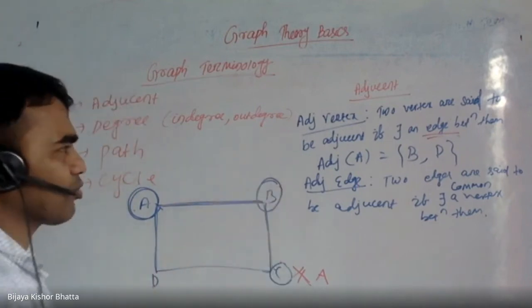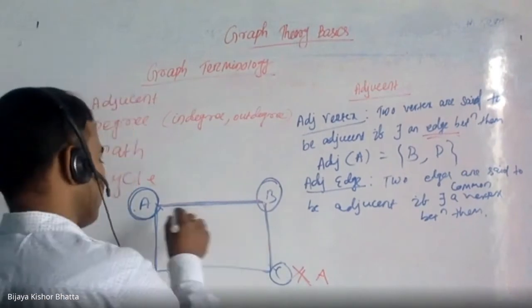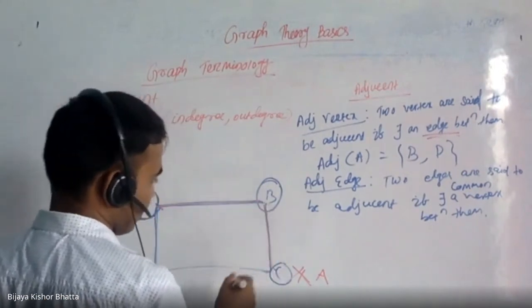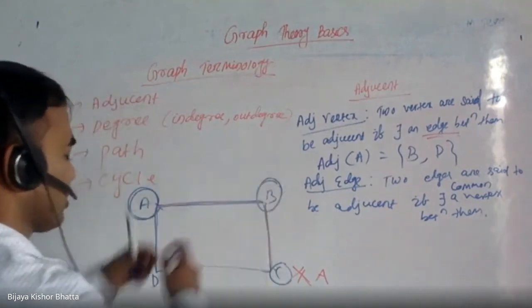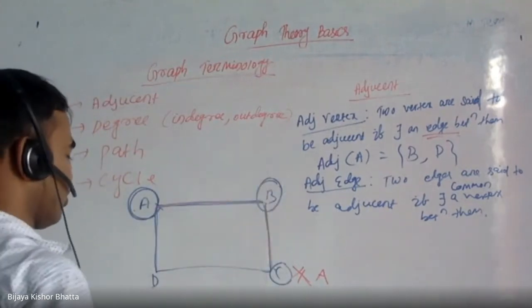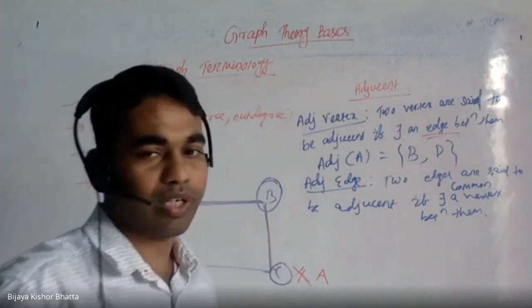So the adjacency means what? They are neighbors, simply you can say. If this is connected to this, then these two are connected. So this is the common point, and that's why they are adjacent to each other. Okay, so this is the concept of adjacency of two vertices.